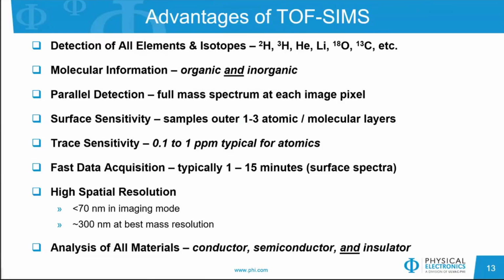The outer 1 to 3 atomic layers are 10 to 20 angstroms. You get very high chemical sensitivity down to the parts per billion range. The data acquisition is generally fast, in the minutes regime. And depending on the mode you operate in, you can get very high spatial resolution, less than 70 nanometers in imaging mode with unit mass resolution, and 300 nanometers resolution with best mass resolution. And the real nice thing is that you can analyze all materials, conductors, semiconductors, and insulators, so you're not limited by the types of samples that you want to look at.